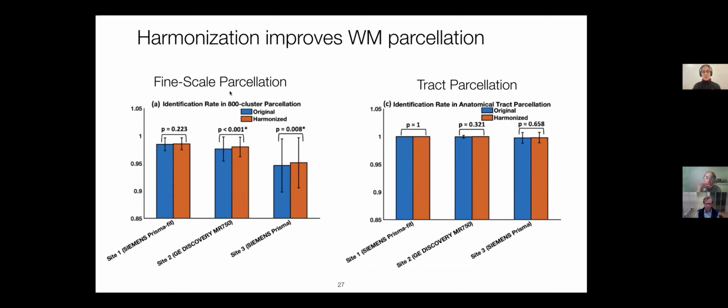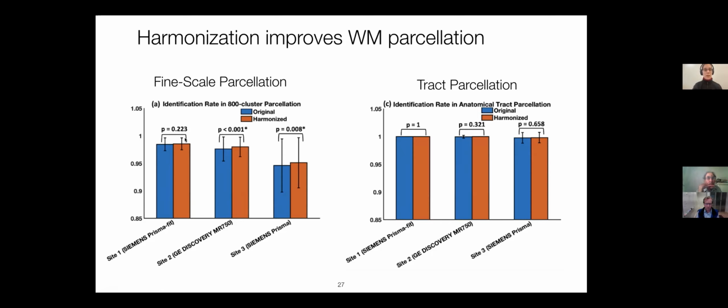These figures show the result that the harmonization actually improved our white matter parcellation result. On the left, you can see a bar graph from a fine scale parcellation. The y-axis, apologies, is unlabeled. Oh, I guess it's in the title. The y-axis shows the identification rate of our 800 clusters in our atlas parcellation. You can see there's a 1 on there, which would be a perfect 100% identification rate. And you can see that here there are 3 sites, 1, 2, and 3.